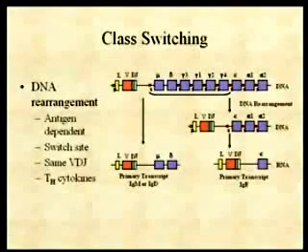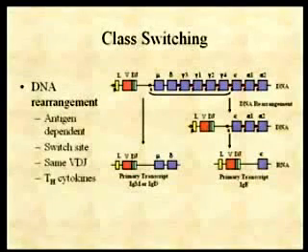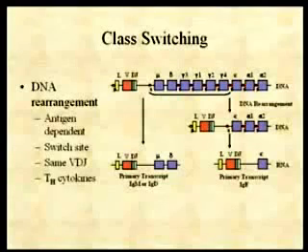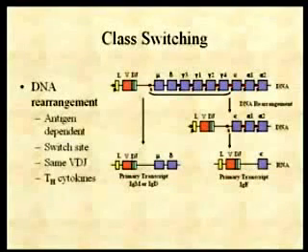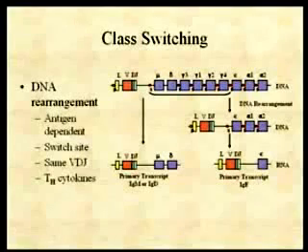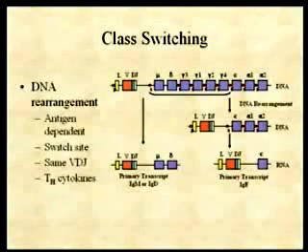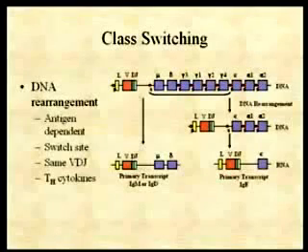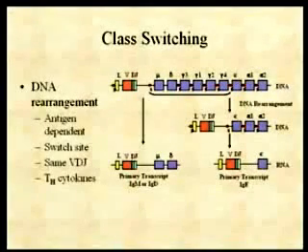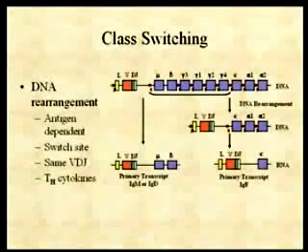Now this switch requires T cell cytokines. And in fact, the type of cytokines that it's exposed to will determine which class of immunoglobulin it's going to switch to. So the T cells help decide which class of immunoglobulin the cell is going to switch to. All right, so some may cause it to switch to E, some may cause it to switch to one of the gamma chains, and so on. All right, any questions about the switching?